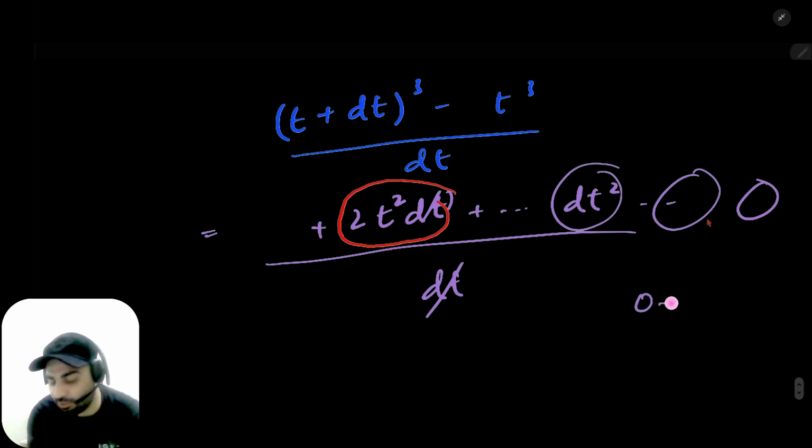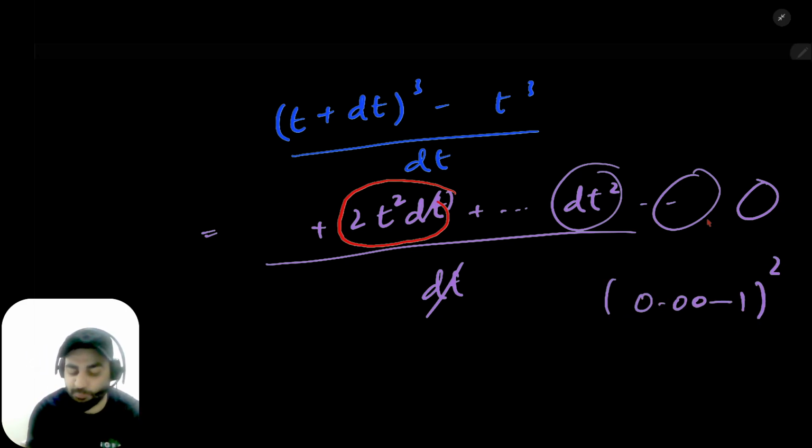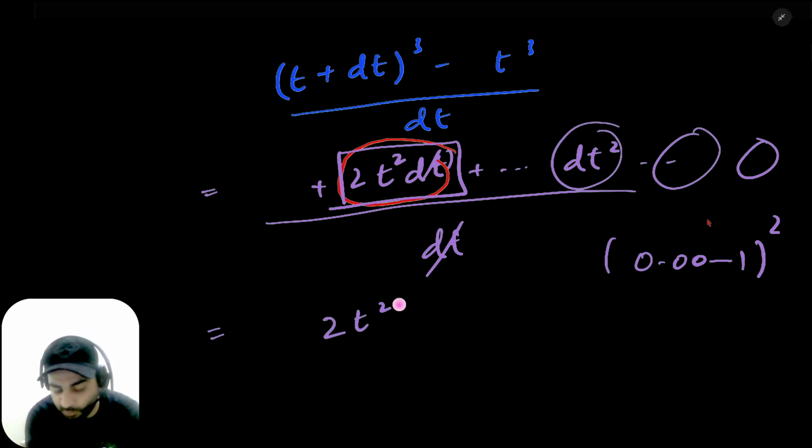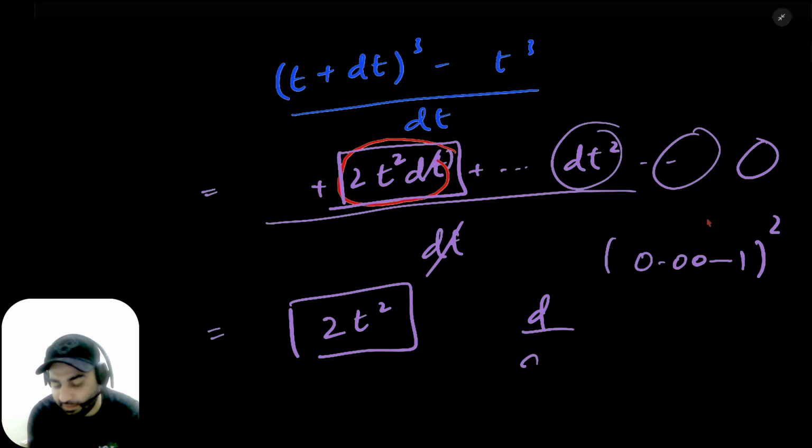If it is already 0.00001, and you square it, it will become again very much less, and we can ignore these quantities, and that's what we are saying. So here we'll be only left with the bigger quantity, which will be basically equal to 3t square. That's why we call d by dx of, let's suppose, x cube, it should be basically 3, not 2, it should be 3. So we call it 3x square.